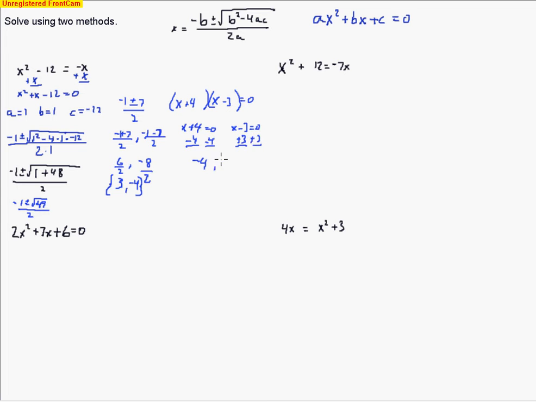So you can see how factoring is really fast. It's the fastest method. And I would always recommend trying to factor first because you can come up with the answer pretty quick. However, not all quadratics are factorable. And so that's why we need to have another method like completing the square or quadratic formula.